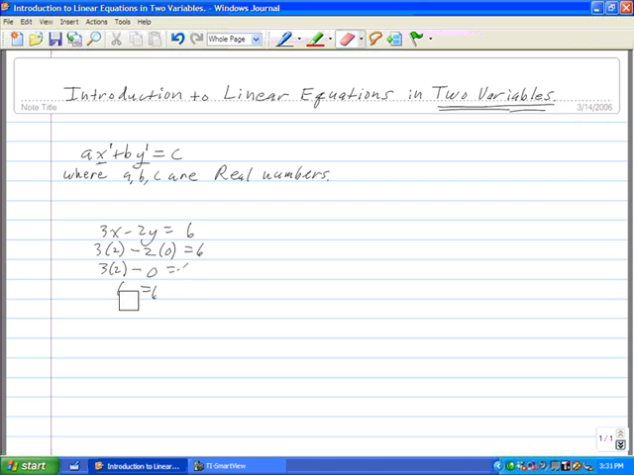Let's look at one more ordered pair for the same equation. The next ordered pair we will look at is (-3, -4). This is going to give us -9 plus, when minus and minus make plus, 8, which is -1, which in fact does not equal 6. So (-3, -4) would not be a solution to that equation.